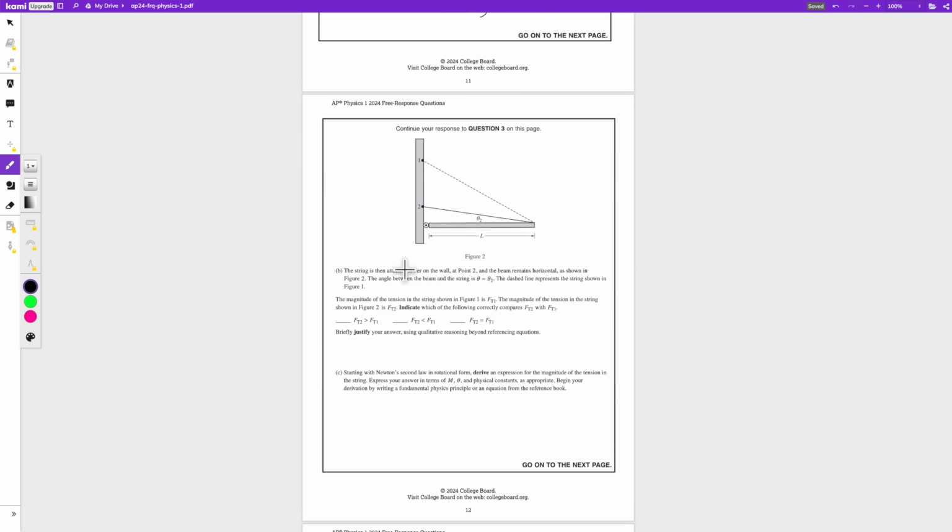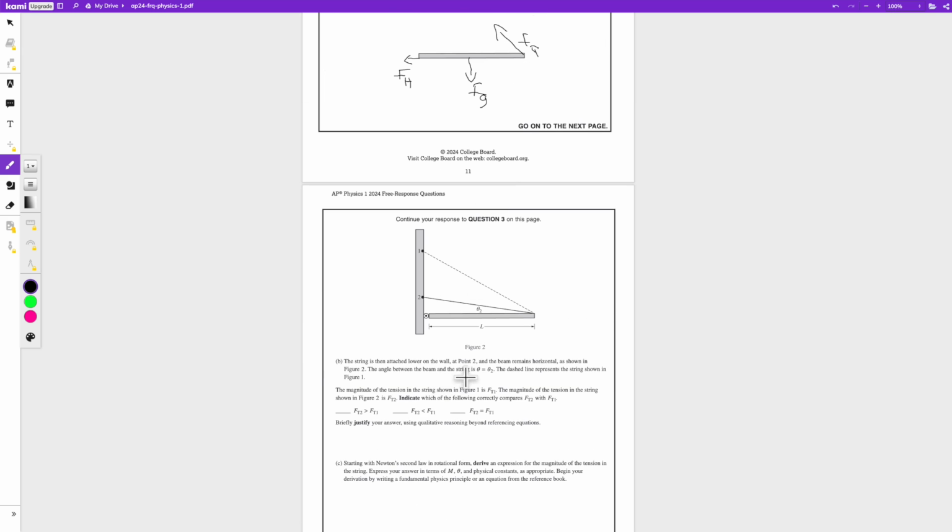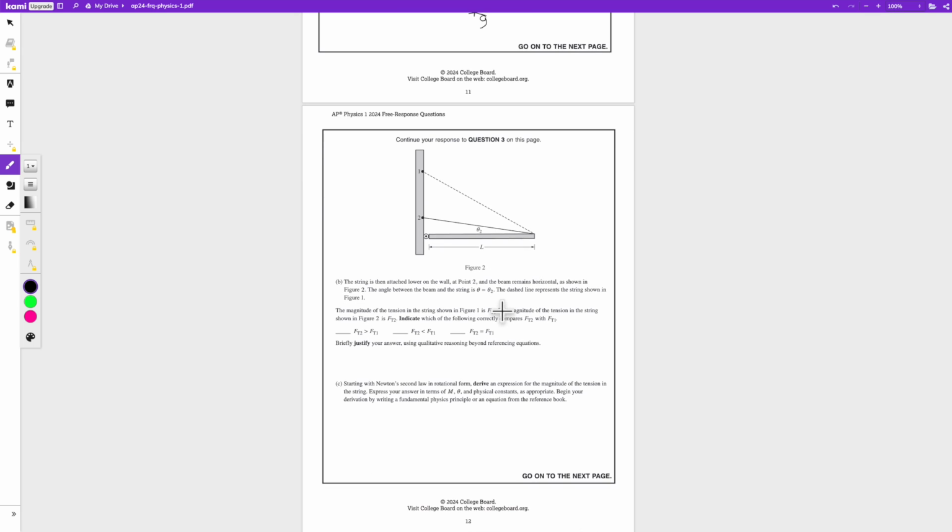So next up, we have the string attached lower on the wall, but the beam still remains horizontal. And the dashed line represents the string shown in figure 1. That's this one. So now it's asking, will the tension increase in this second situation? Pause this video if you want to think again, but I'm just going to go with the answer and put this. You'll actually find out why once you solve this question, but you need to answer this first without using any equations.